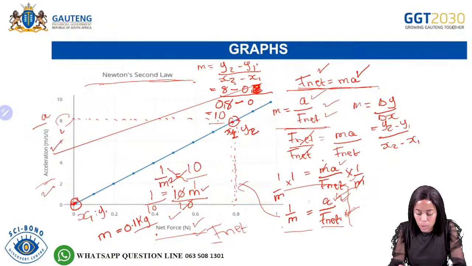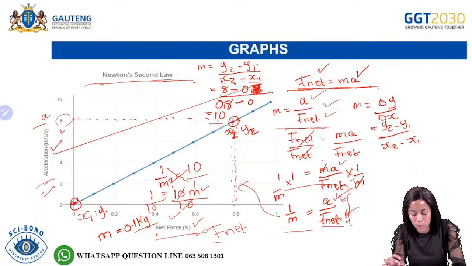And then I calculated the x-axis by saying what? x2 minus your x1. And then we said the x in this case is represented by the F net. So we calculated the gradient using the coordinates, and the gradient gave us what? It gave us a 10.